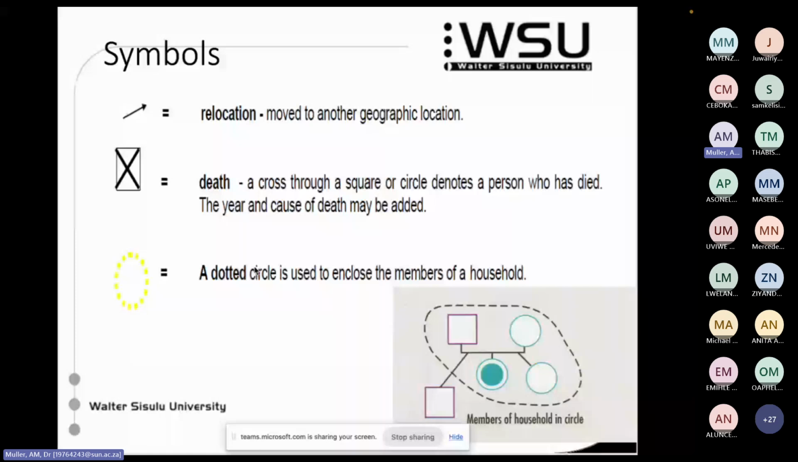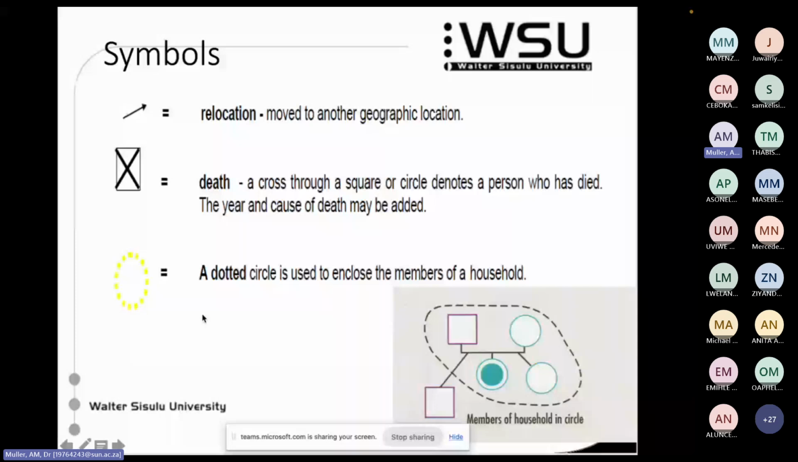An important one you guys will use a lot as well is death. If you have somebody that's died, then you put a cross through. And then very, very important is that you will draw a dotted line to show who the members of the household are. So at the bottom here, we've got a little example of what that will look like.